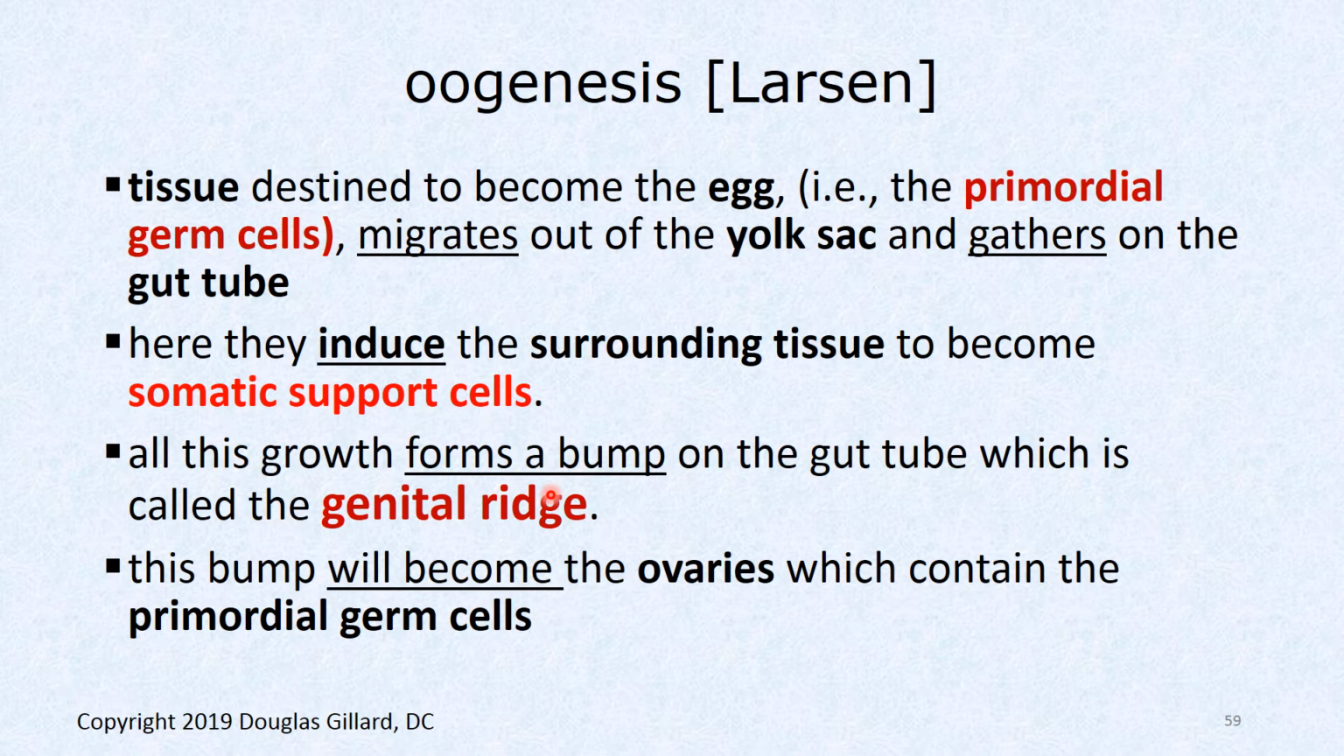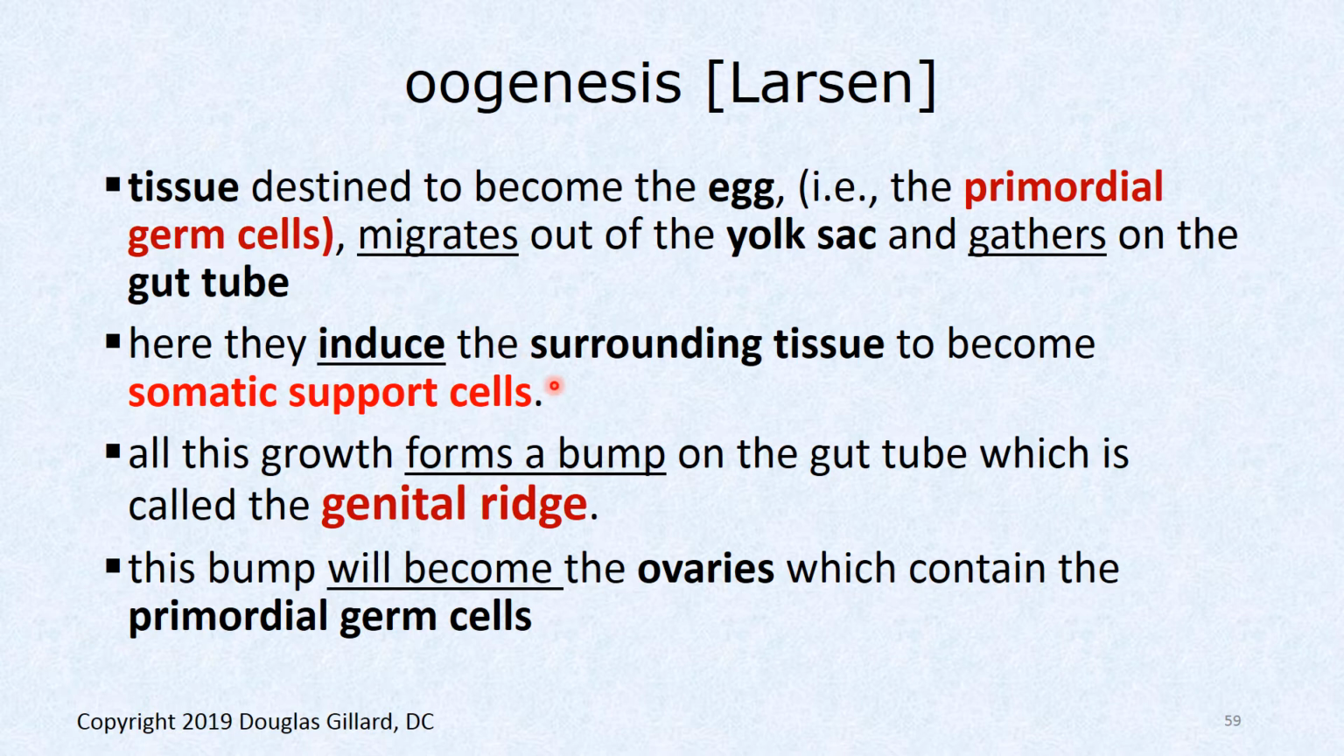Okay, so it all starts out, I'm not going to go crazy in this because I'm going to cover this later in the course, more specifically. But for now, the tissue destined to become the egg, in other words, the primordial germ cell of the egg, actually starts out as yolk sac tissue, which slowly crawls out of the yolk sac and gathers on the gut tube, which we will get to in this class. It's one of the last lectures I do, but you'll see what the gut tube is.